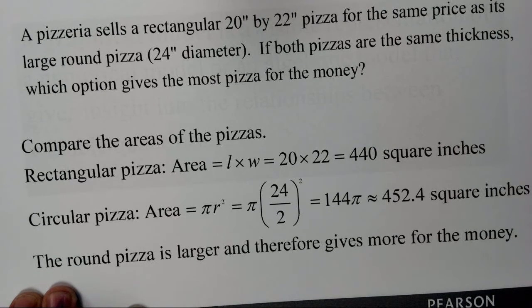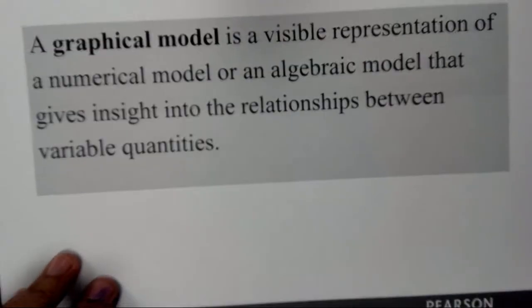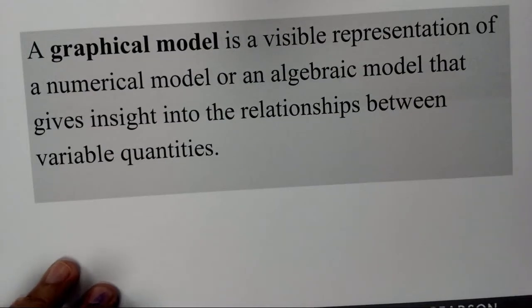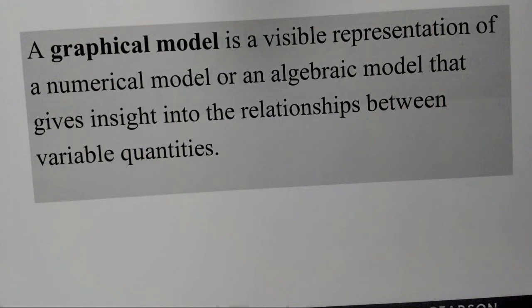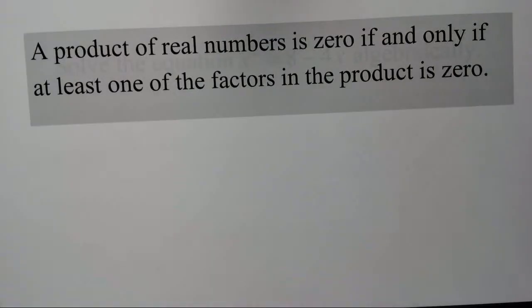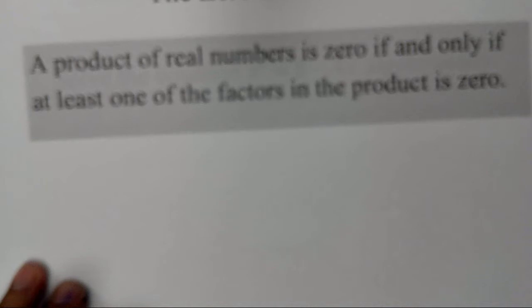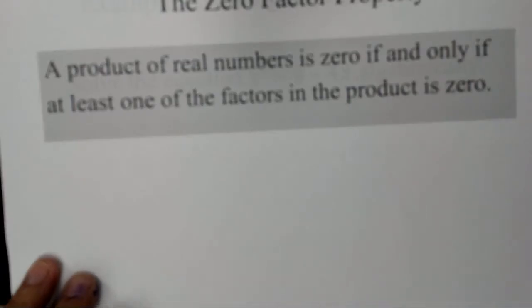circular pizza. Okay? Again, a graphical model is a visible representation of a numerical model or an algebraic model that gives insight into the relationship between the variable quantities. Okay? The zero factor property: a product of real numbers is zero if and only if at least one of the factors in the product is zero. And now for the fun.